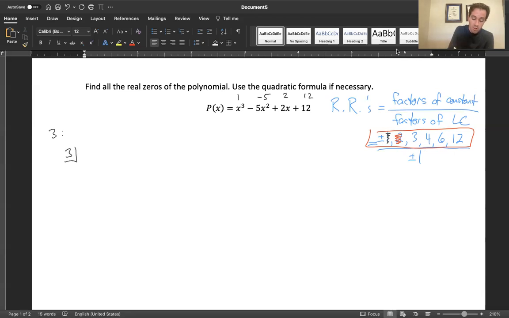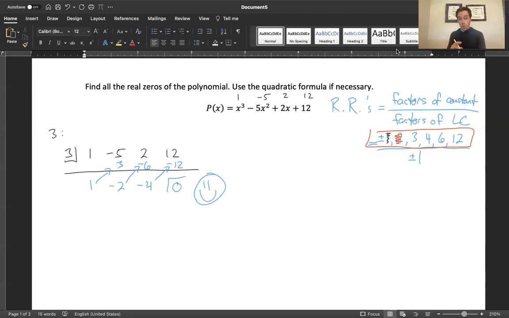If we divide by 3, 1, negative 5, 2, and 12. 1, 3, negative 2, negative 6. That's negative 4. Oh, look at that. Lighten up like a Christmas tree. Woo! Okay, so we found the one that we want.